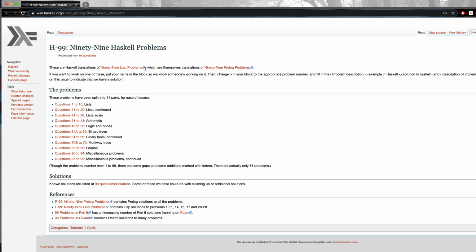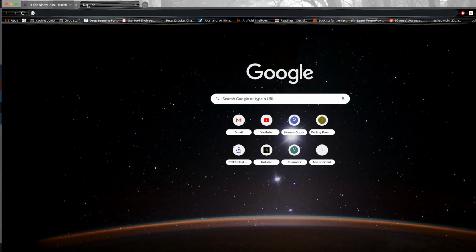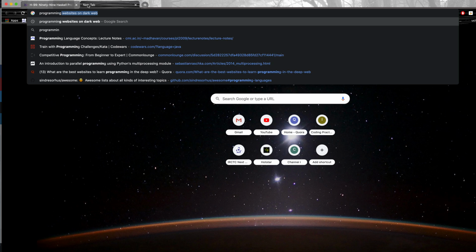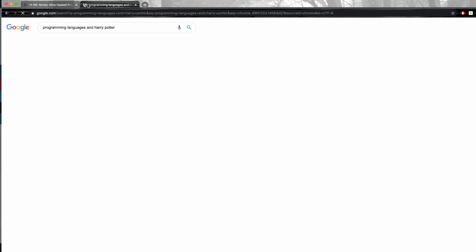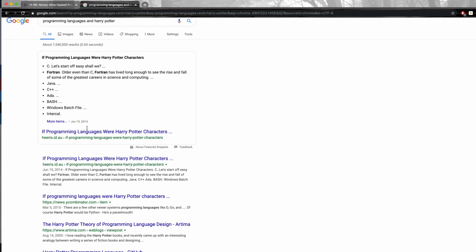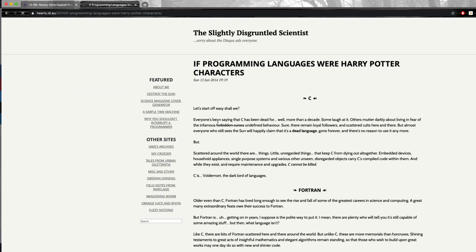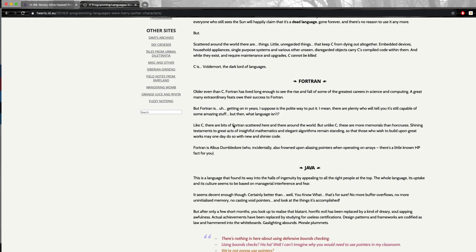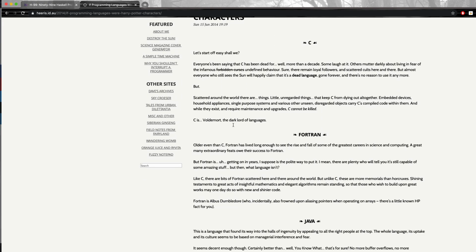And I would also love to share this interesting article with you. I don't remember exactly what it was called, but let's say programming languages and Harry Potter. This is a really good article, really good. If you are a Potterhead and a CS guy, then you'll absolutely love this article. It was from here that I wanted to learn Haskell.